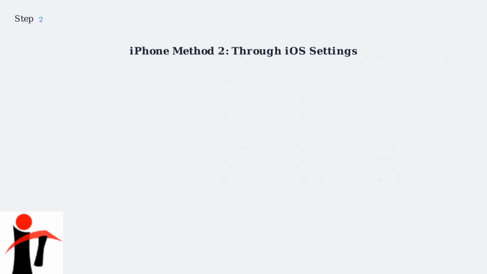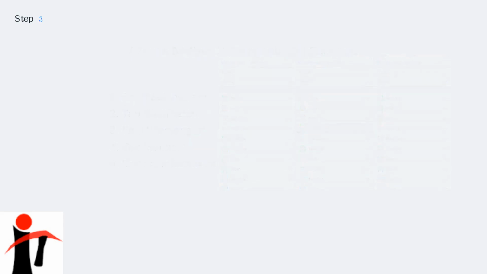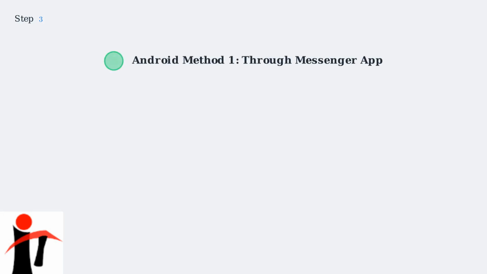The second iPhone method uses your device's main settings app. Go to Settings, then Notifications, find Messenger in the list, and tap on it. This method gives you access to all your iPhone's notification sounds, including any custom tones you may have added to your device. Now let's move to Android devices.